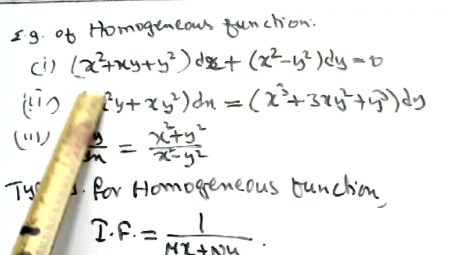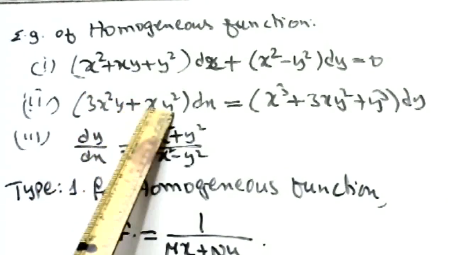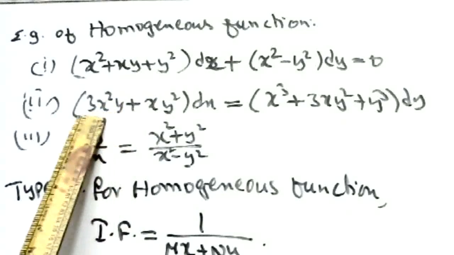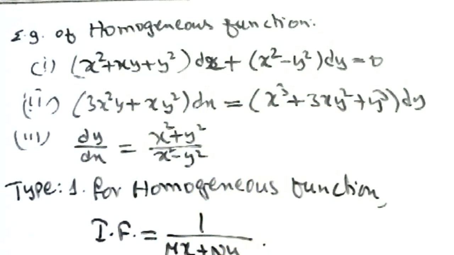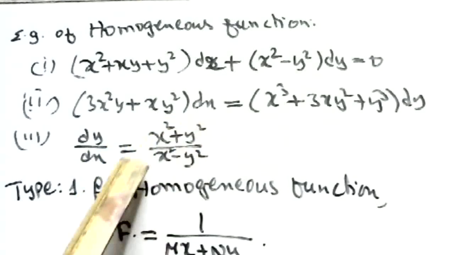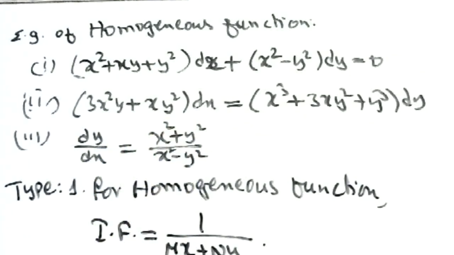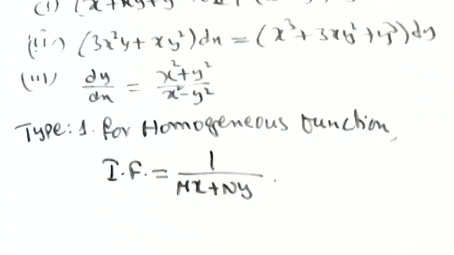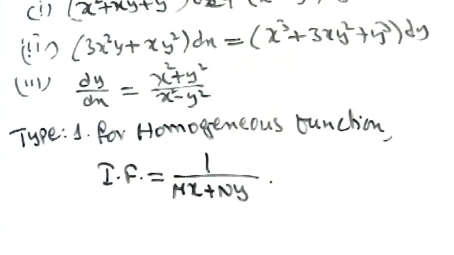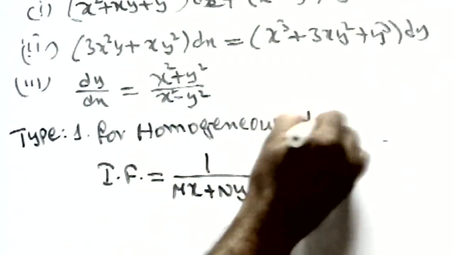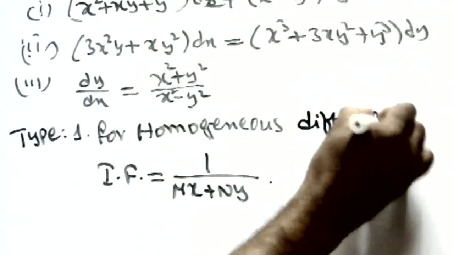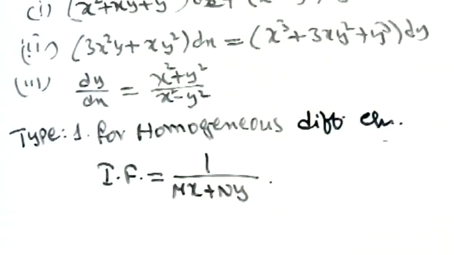In the same way, here you see x square y: 2 plus 1 is 3, so the degree is 3. x y square: 1 plus 2 is 3, degree 3. Here also degree 3. So if each term has the same degree, then we say that the equation is homogeneous.